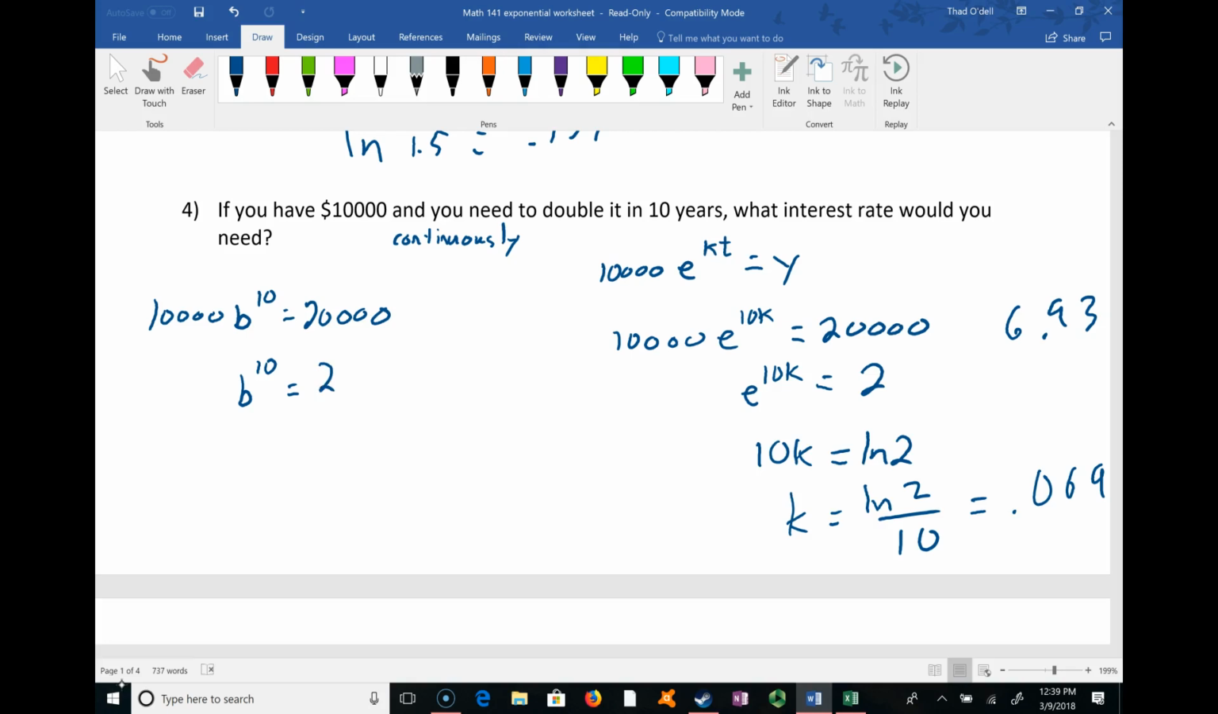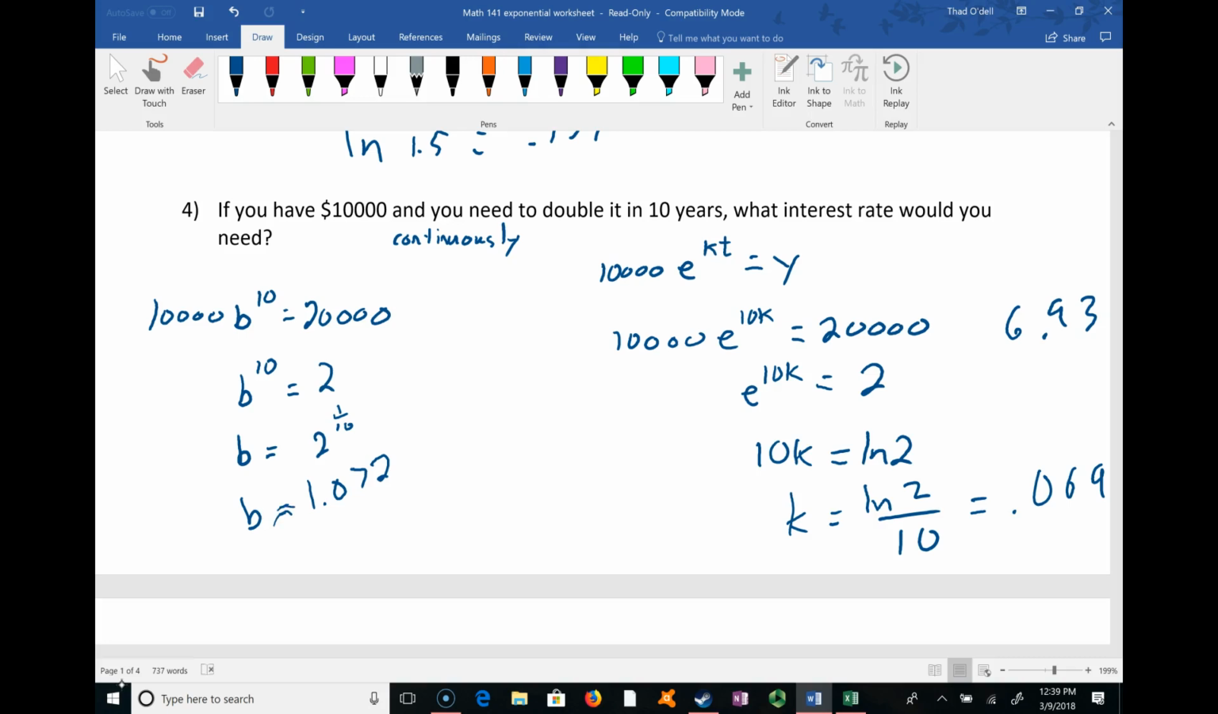Now in this case, I don't use logarithms because the variable is in the base, so I take the 10th root. So b is equal to 2 to the 1/10th power. That's how we do 10th roots. So let's see, that would be 2 raised to the 1 divided by 10. And I get b is equal to 1.072-ish, approximately.